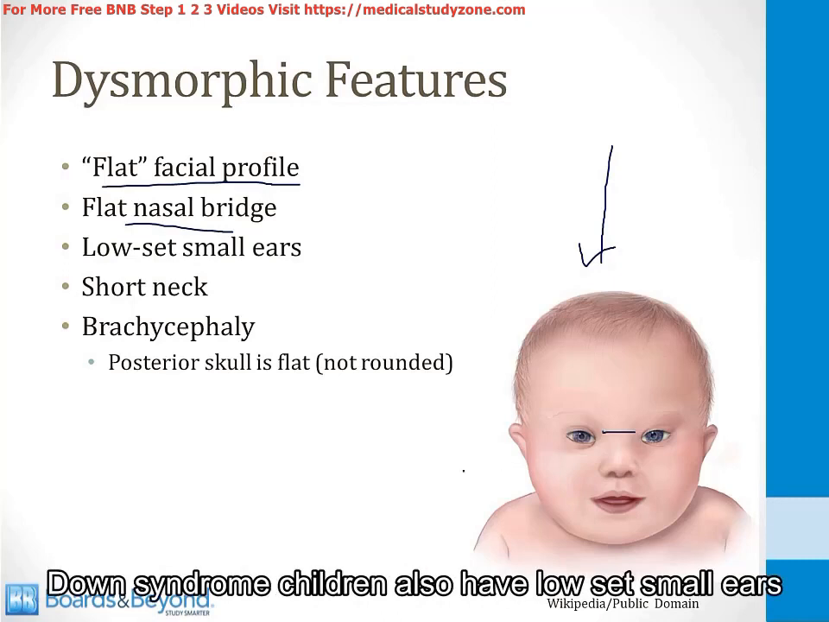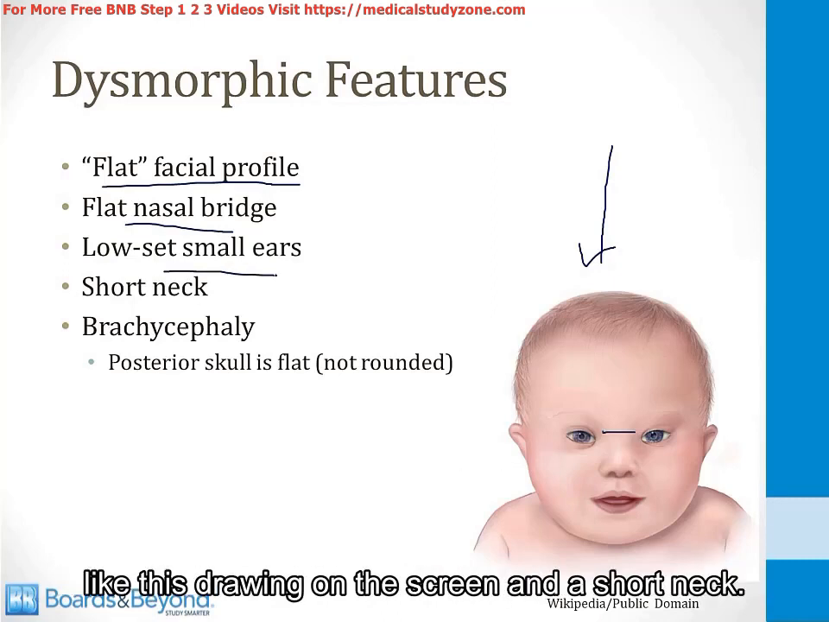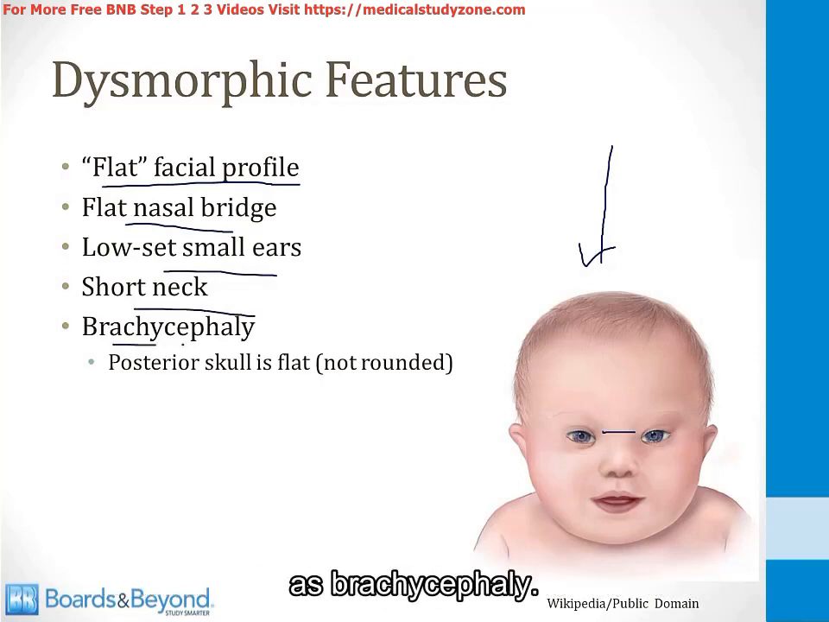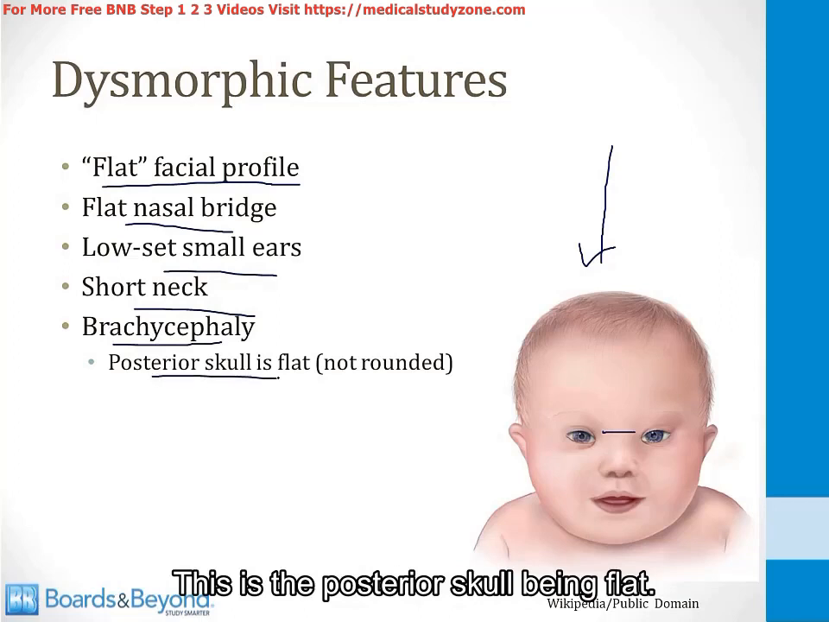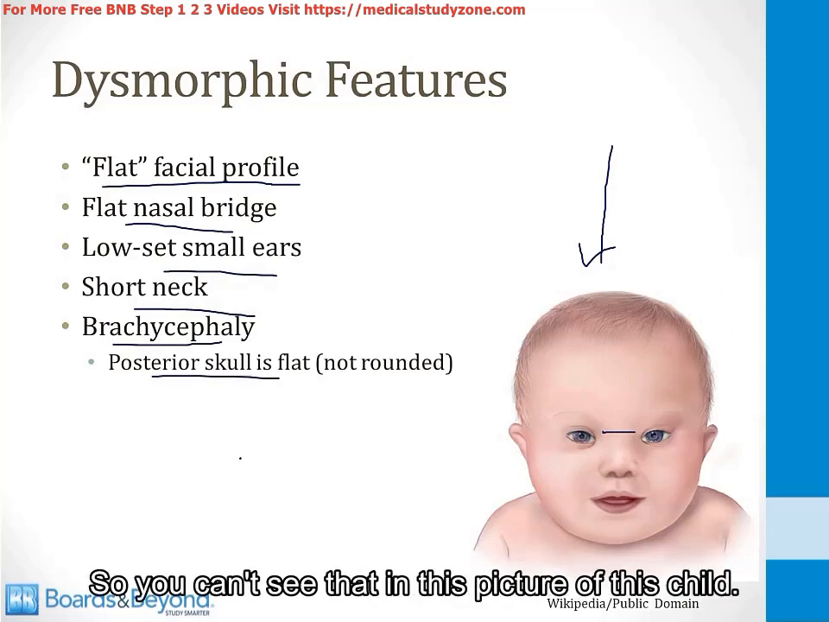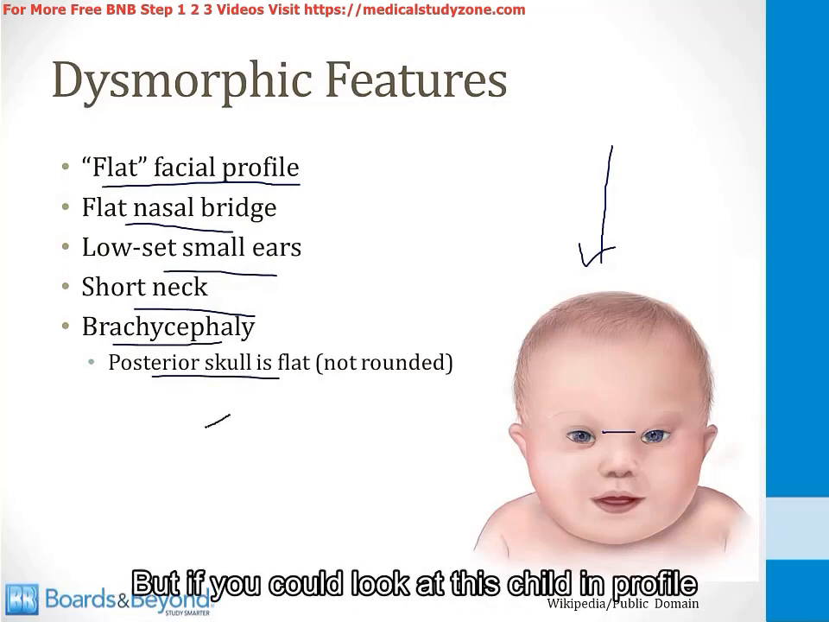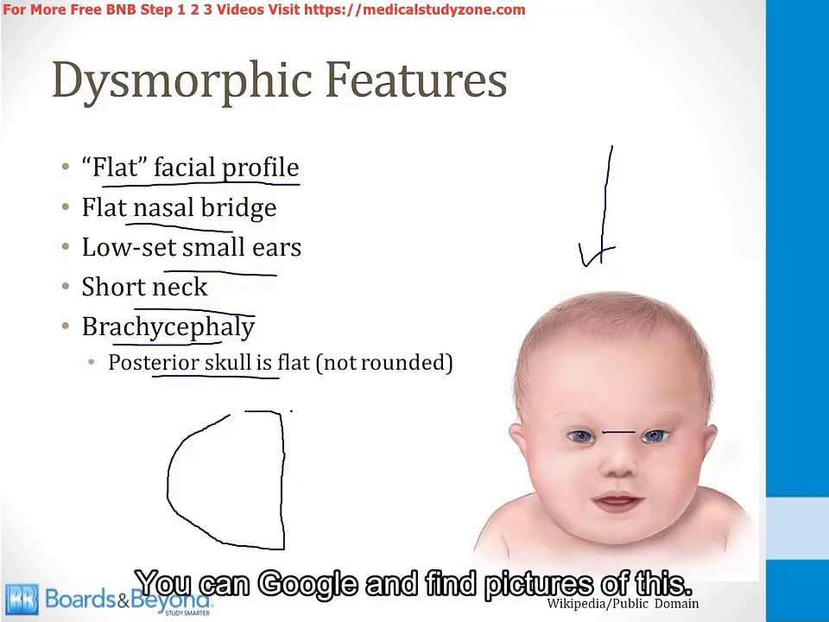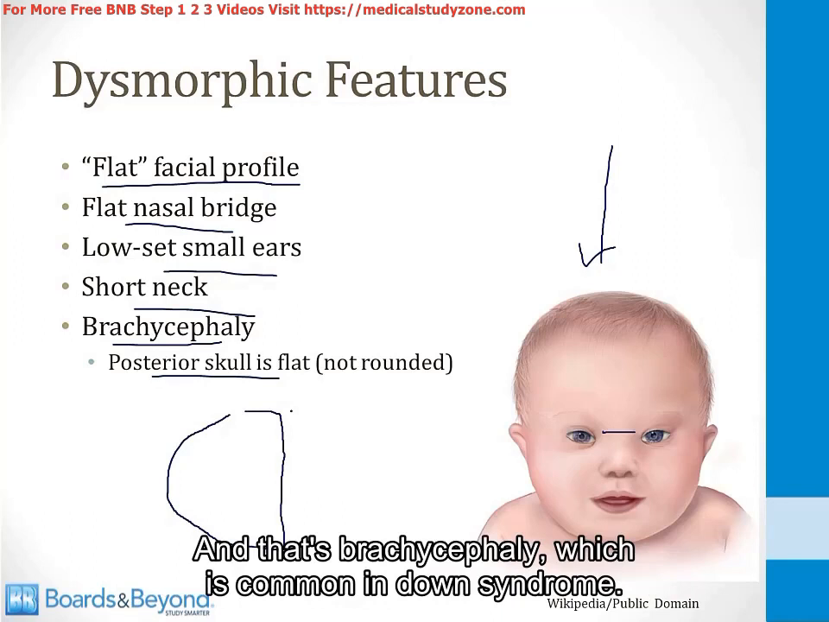Down syndrome children also have low set small ears, like this drawing on the screen, and a short neck. And then finally, they have what's described as brachycephaly. This is the posterior skull being flat. So you can't see that in this picture of this child. But if you could look at this child in profile, you'd see the front of the face is rounded, but the back is relatively flat. You can Google and find pictures of this, and that's brachycephaly, which is common in Down syndrome.